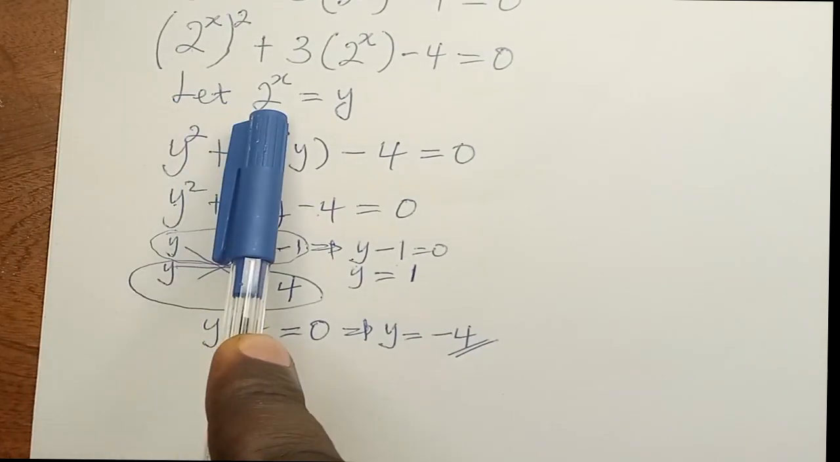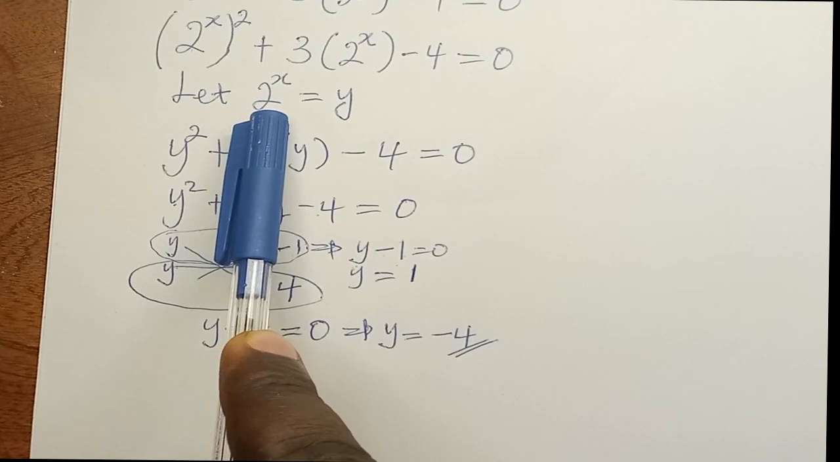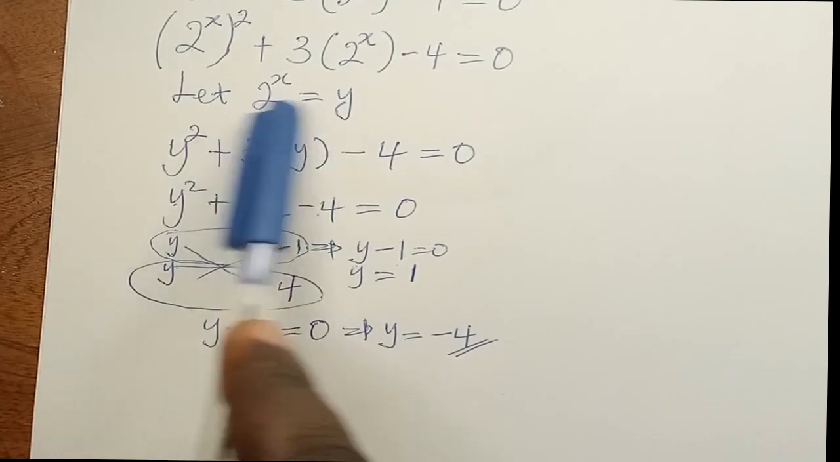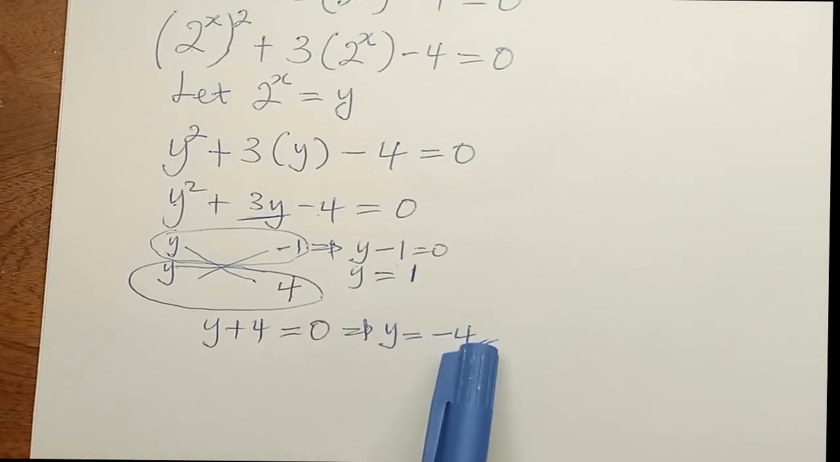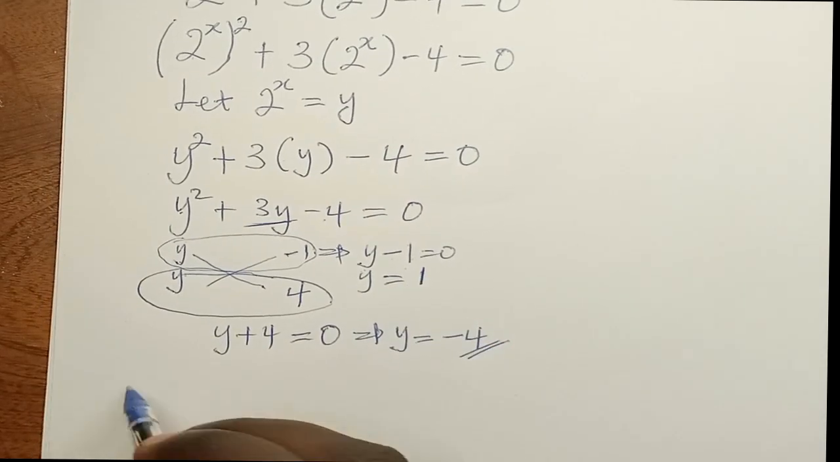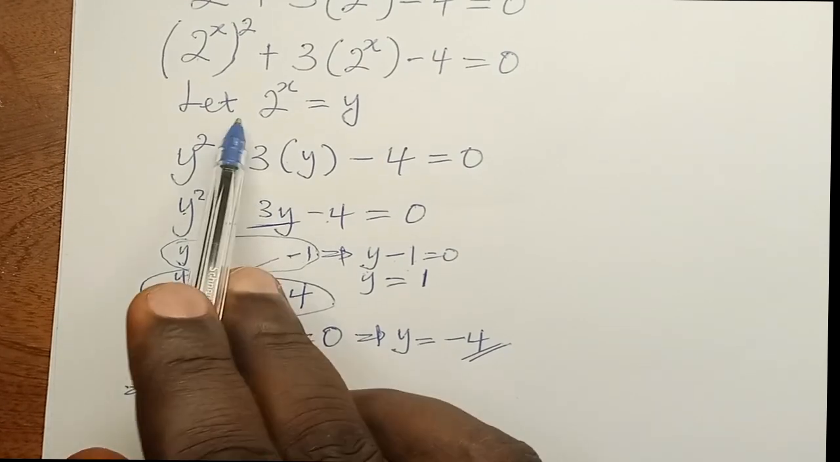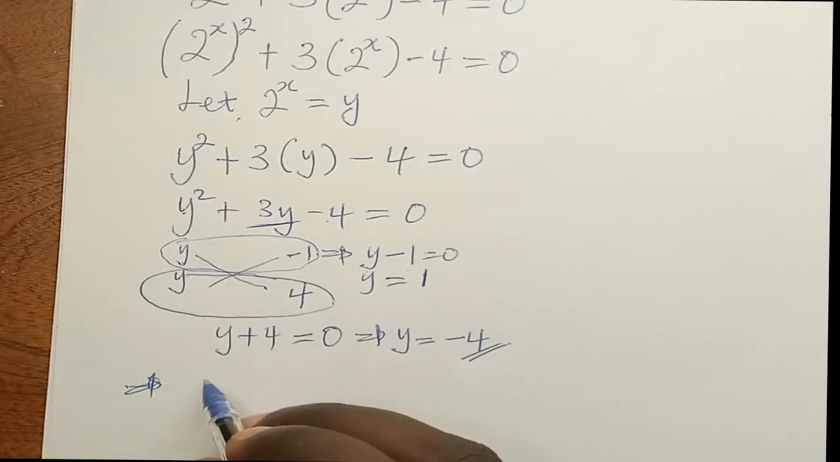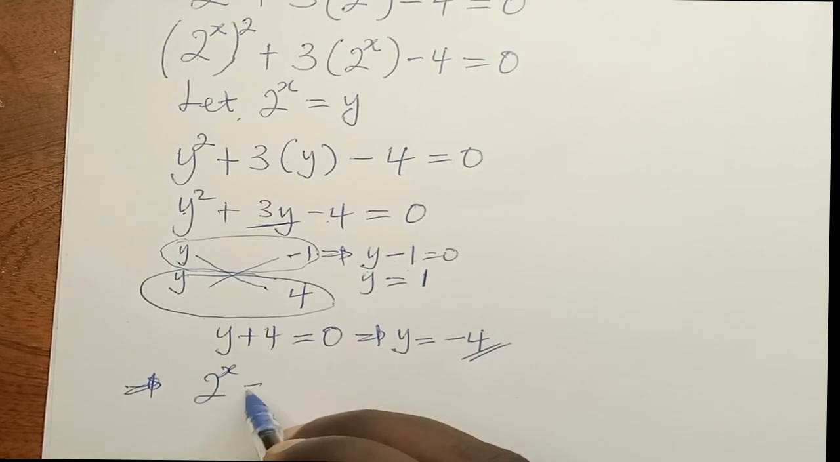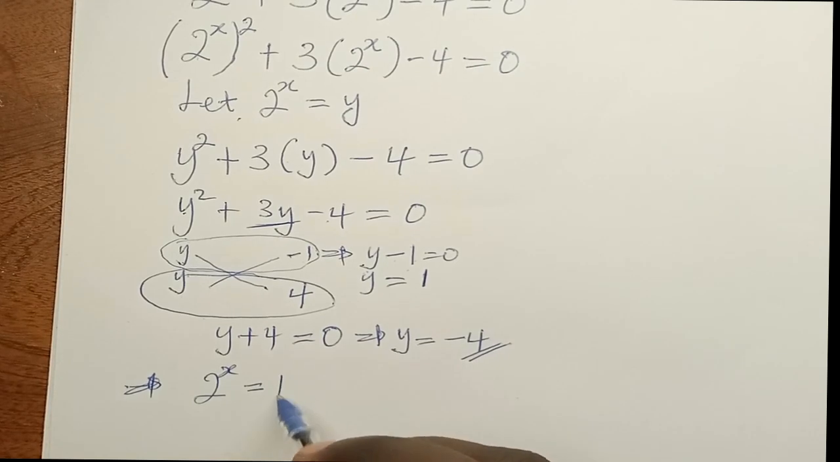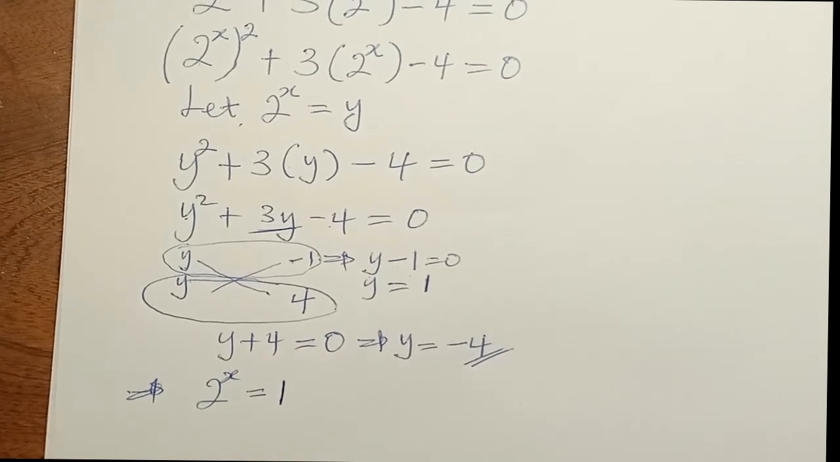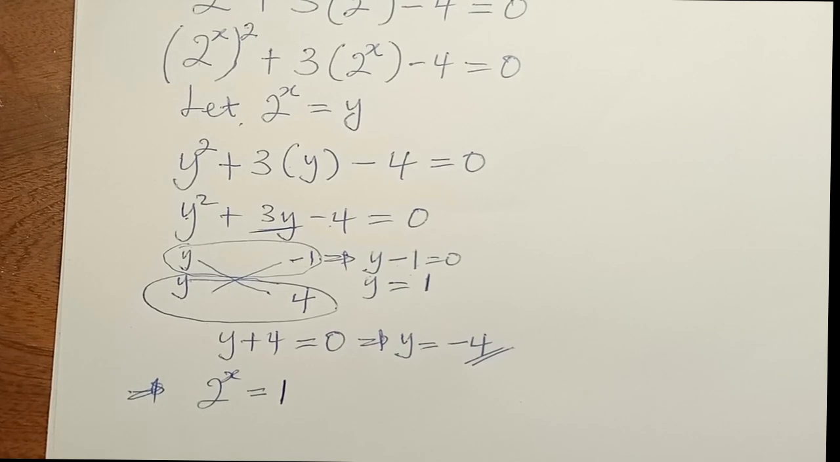In this case, we now know the values of y, but note that we had let 2 to the power x be equal to y. Therefore, we have to replace these y here by the values which we have here as 1 and minus 4. This implies that 2 to the power x equals, now we know y as 1, so we represent it like this: 2 to the power x is equal to 1. To get the value of x, what are we going to do?